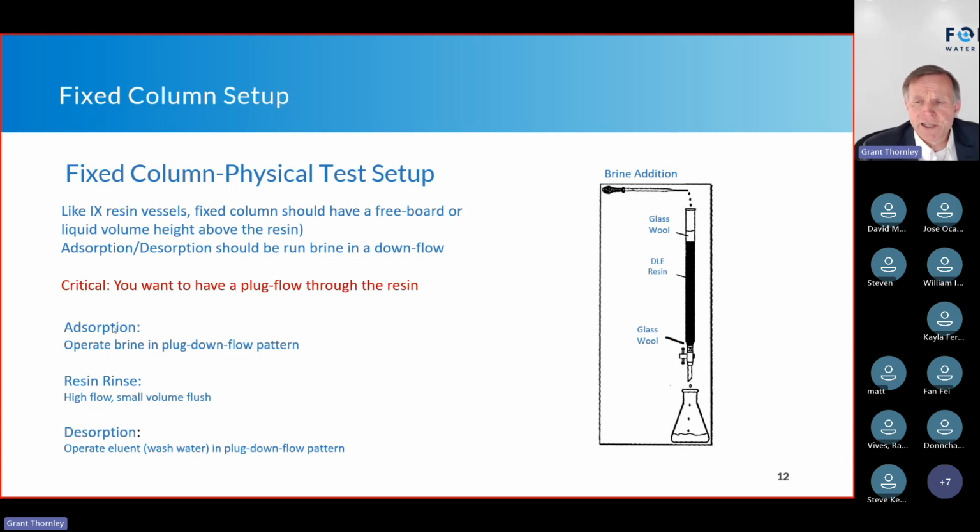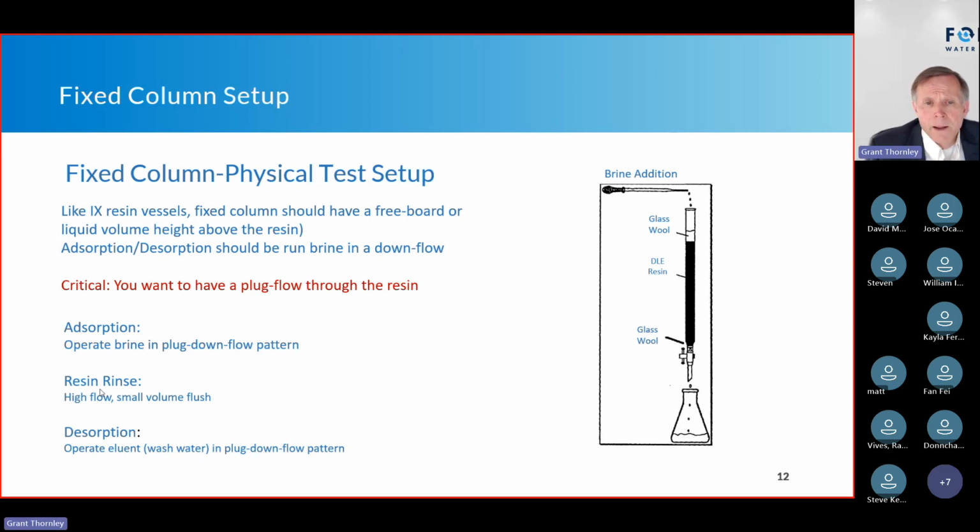So your different cycles, and then the flow patterns. Typically, for absorption, I'm going to feed brine into the top of the column in a downflow. It flows from the top to the bottom. For the resin rinse, it's an option: I could reverse it and do an upflow pattern, but for a typical fixed column, I do everything in a downflow pattern. But you could change, and your desorption is the same way.